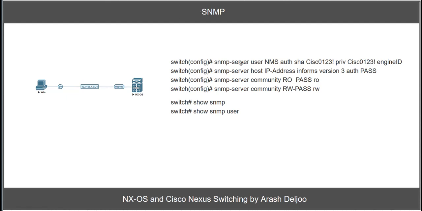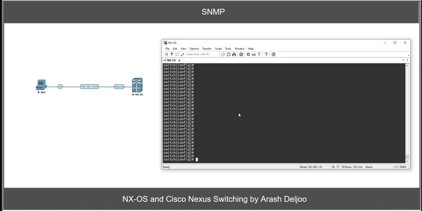You need to define the SNMP server user, and after that the NMS information, for example the IP address and the authentication, the pass for read-only access, the pass for read-write access. Okay, it is very easy. Let me show you.